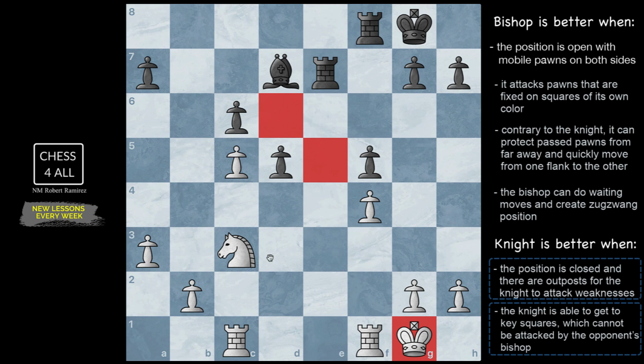Also, we want to get rid of one of the rooks, and this is very important. Why do we want to do this? Well, if we don't, they're going to double up the rooks. They're going to get to the 7th rank, so our king is not going to be so safe out there. So trading one of the rooks is really, really important.